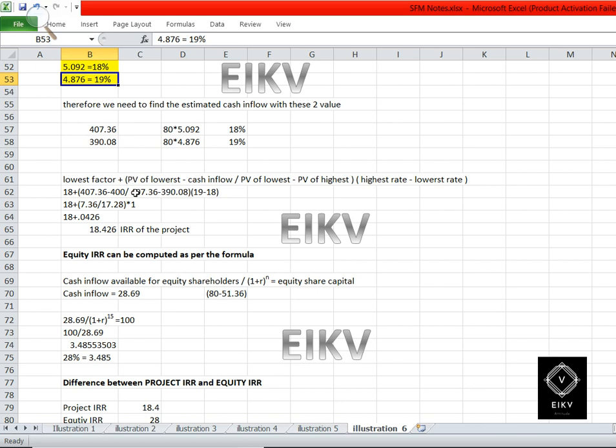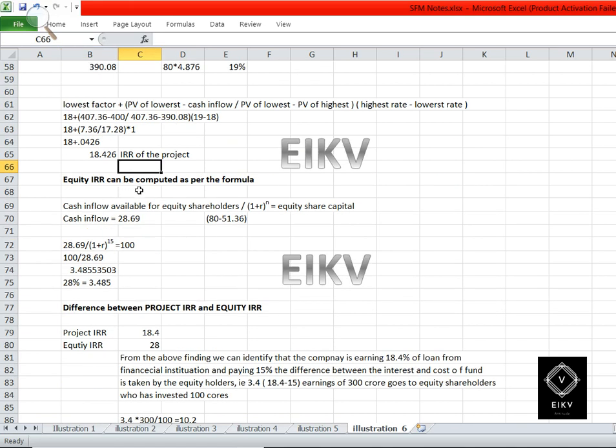So the figures will be 18 is the lowest value plus 407.36, which we have computed earlier as the present value of cash inflow at 18%, minus 400, the inflow amount, divided by 407, which is the present value at 18%, minus 390, which is the present value at 19%, into 19 minus 18, which comes around 18.42. So the IRR of the project is 18.42.